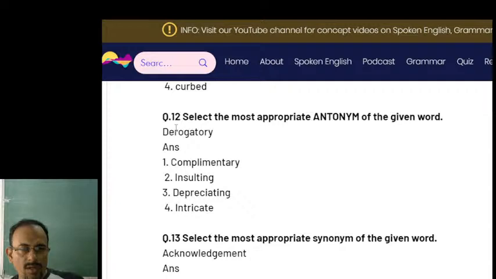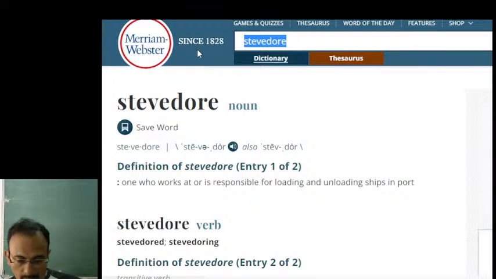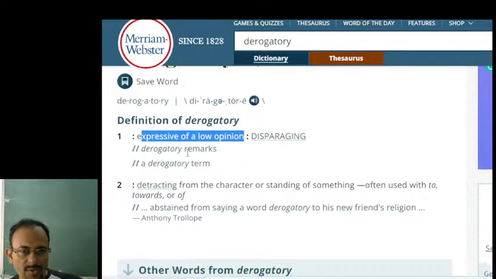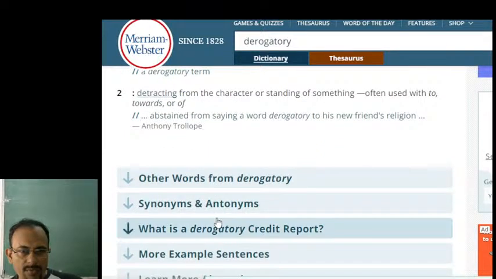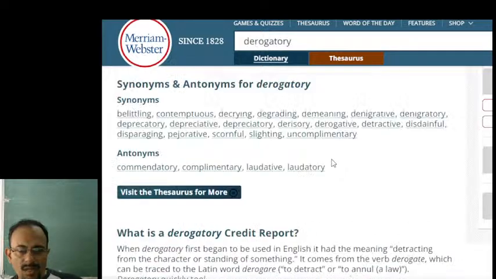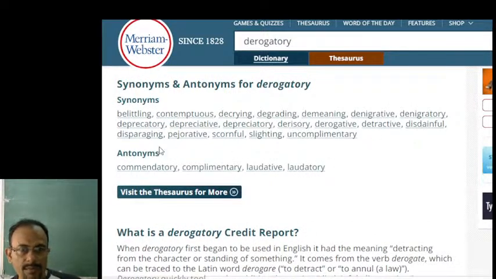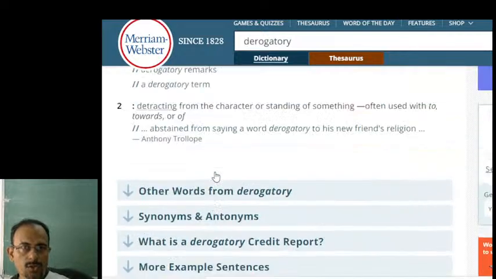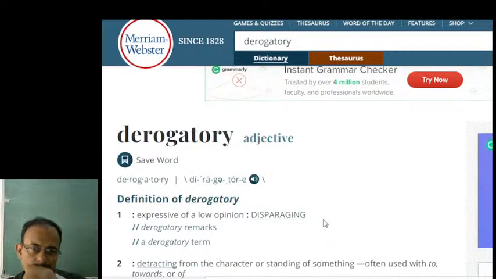antonym of the given word, derogatory. What is the meaning of derogatory? I give you some hint out of which you work on the answer. So, derogatory means expressive of low opinion, derogatory remark. Like for example, derogatory means here degrading, it can be disdainful, it can be scornful. Okay, derogatory is a negative word actually. Okay, which can be contemptuous also, belittling also.